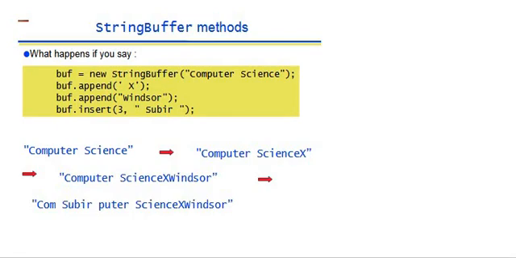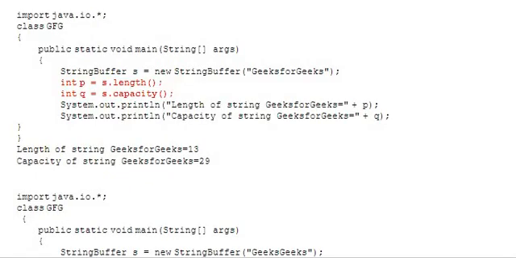So look at the example, append and insert. So you are inserting SUBIR. Look at 3. Check the output once. Look at the demo program. So we have created a string S, and P is equal to S.length and Q is equal to S.capacity. You just add 16 plus length.